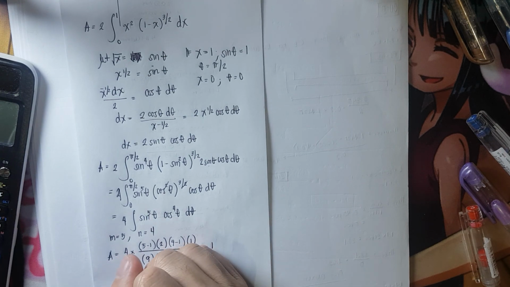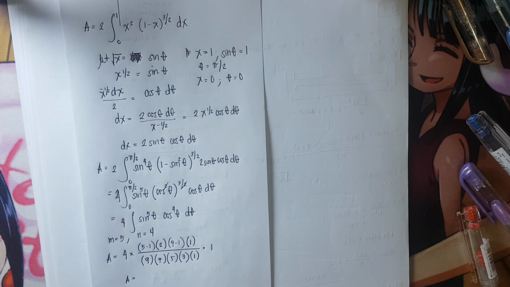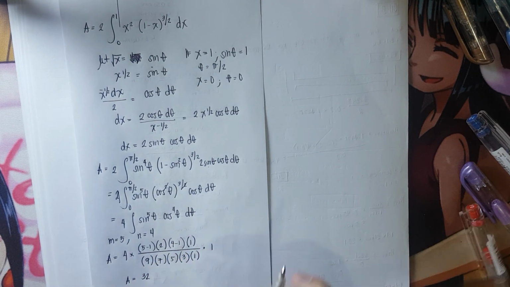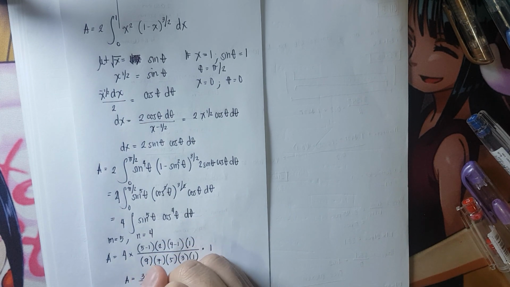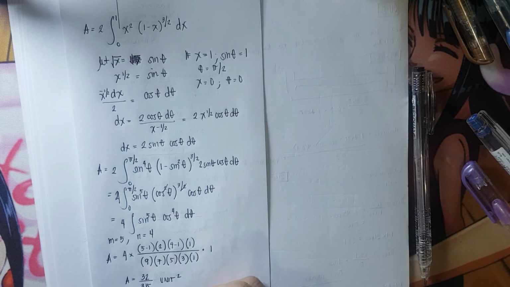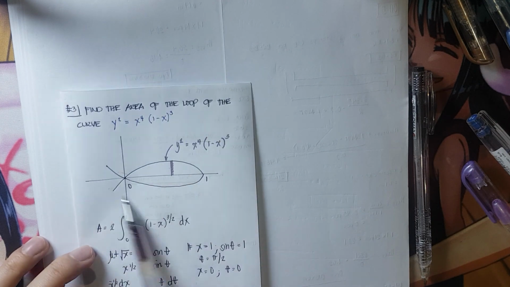And the area is equivalent to 32 over 315 unit squared. And that is the final answer for this given curve.